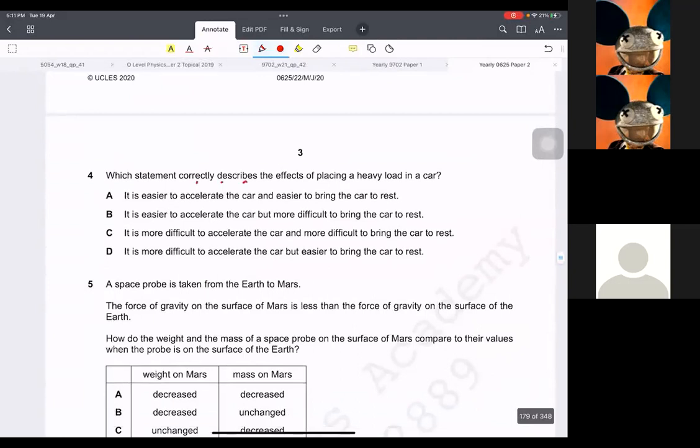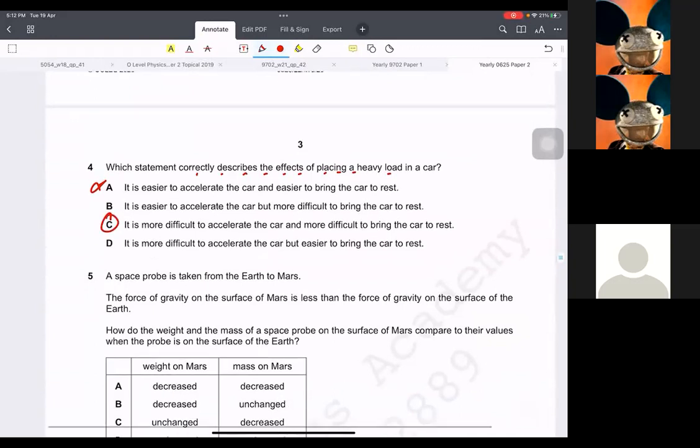Which statement correctly describes the effect of placing a heavy load in the car? Heavy load means that it is easier to accelerate. No way, that's wrong. It is difficult to do that. It's more difficult to accelerate and more difficult to bring the car to rest because greater mass brings more inertia.